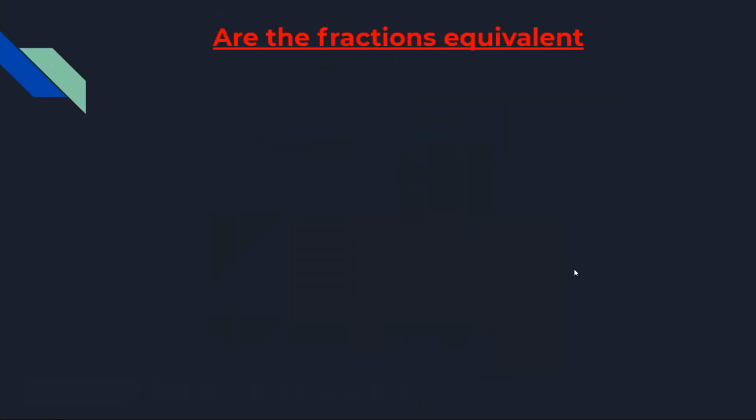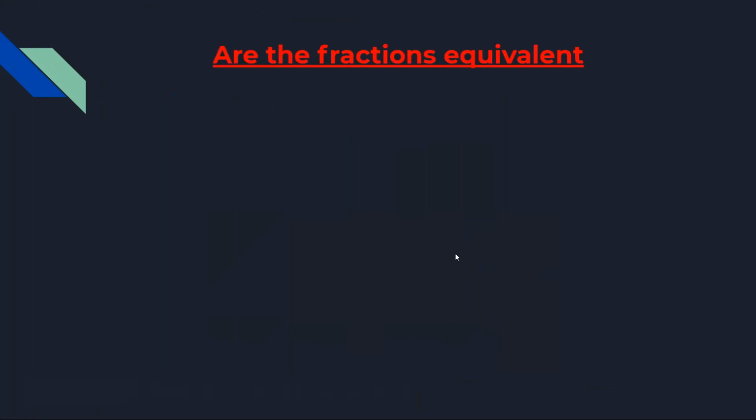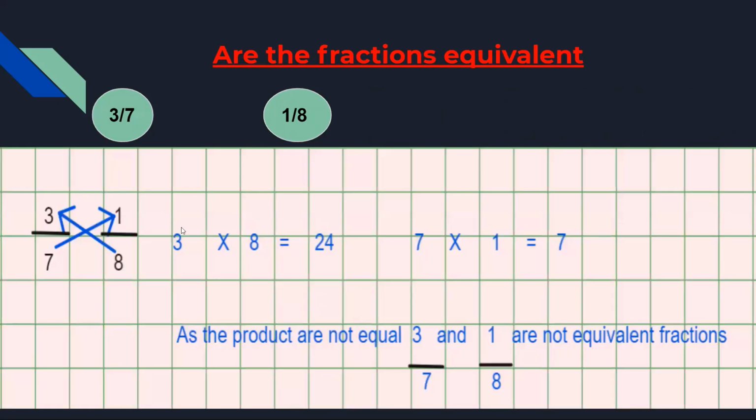Now, we will study whether the fractions are equivalent. If the fractions are given, and we have to find out whether they are equivalent or not. Let us take an example. The first example is 3 upon 7 and the other fraction is 1 upon 8. We have to see whether they are equivalent or not. Let us see how we will do it.